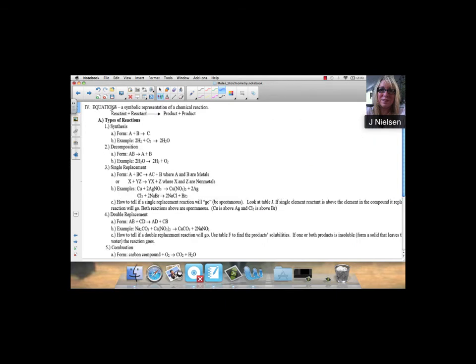Equations. We need to know various equations. Remember that reactants are always on the left, products are on the right. Synthesis is like marriage. Don't write marriage on your exam, but just to help you remember what it is. Two things coming together, united to form one product. Here's an example of H2 and O2 uniting to form water.